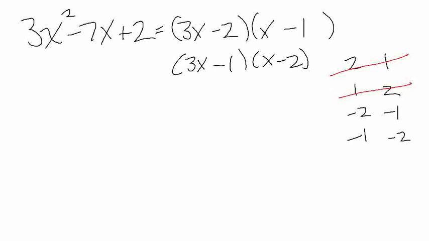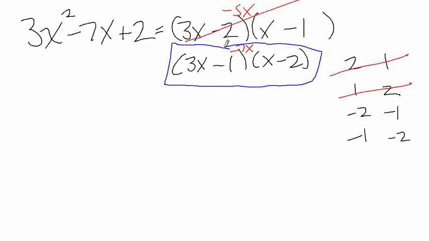All right, so the first one, if we FOIL it out, the middle term will be minus 3 minus 2. That's a minus 5x. That's not correct. The last one, if we FOIL it out, the middle term will be minus 6 minus 1. That's a minus 7x. So indeed, that is correct. And there is the factorization of that one.